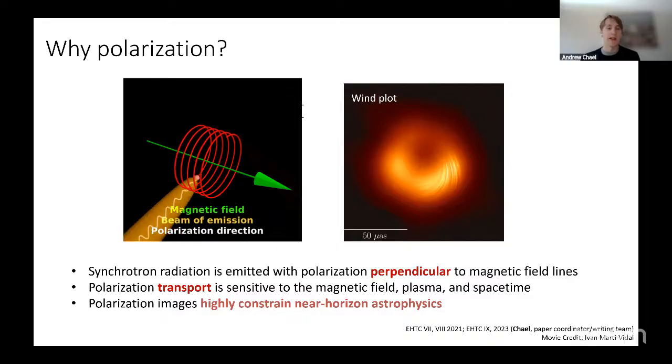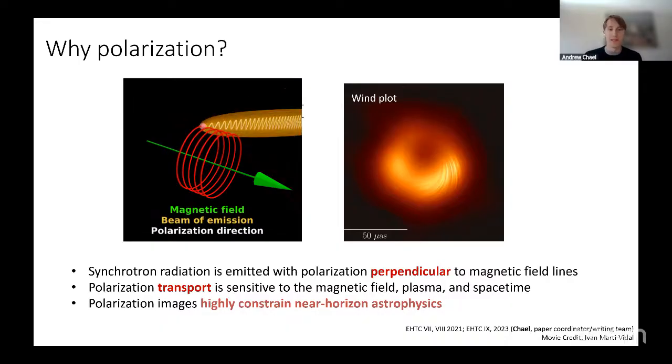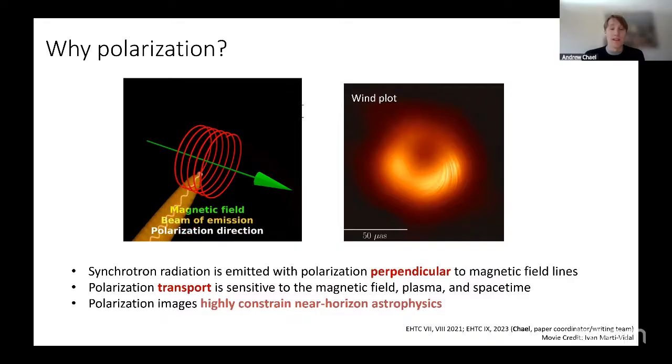So this gives us an immediate way to look at how magnetic field lines are arranged around these objects, not just black holes, but other objects in all of astrophysics. But it doesn't tell the whole story. This direction can actually change as it goes from the electron where it's emitted to us.